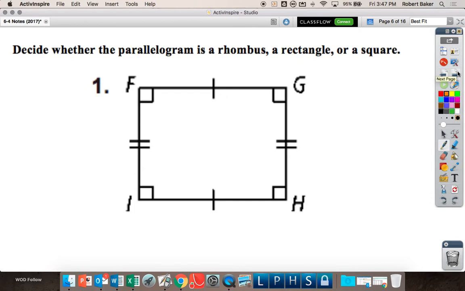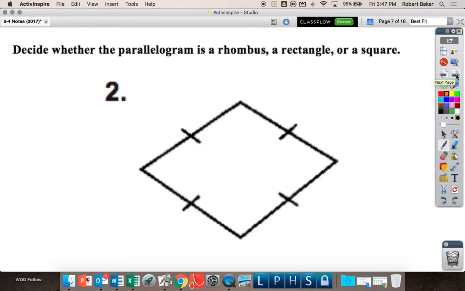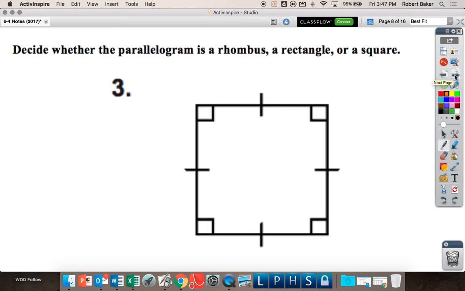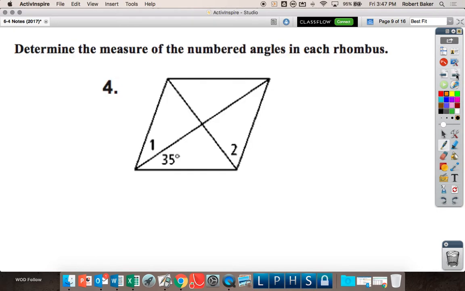All right, so what shape is this? That's a rectangle. It is not a square. Correct. Absolutely correct. What shape is this? Rhombus. That is a rhombus because it has 4 congruent sides. What shape is this? Square. Square, because it has 4 congruent sides and 4 congruent angles. You get it, Carlos.